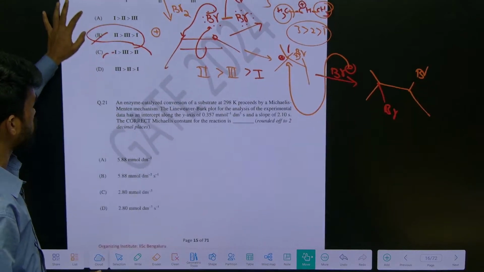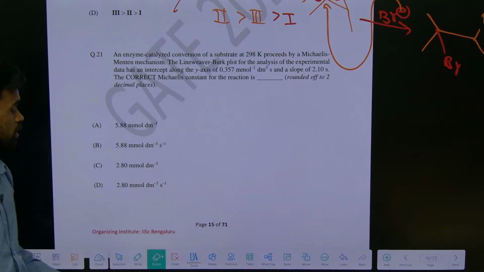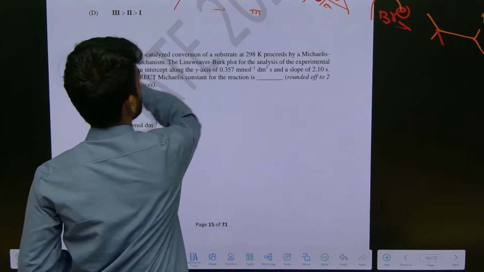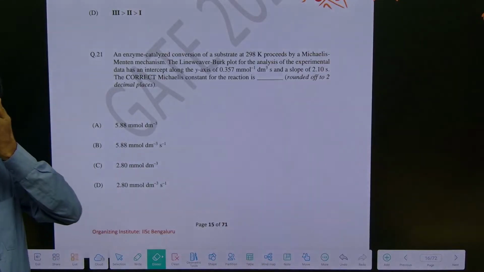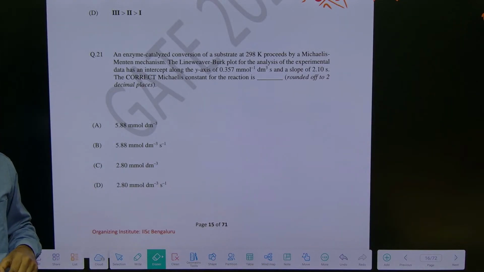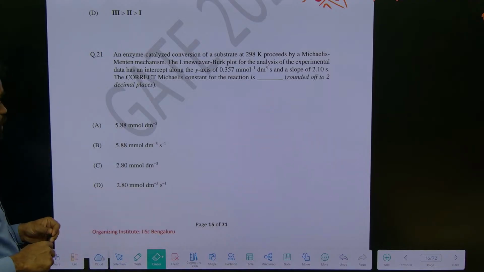Okay, next question, this is from enzyme catalysis. You must be familiar with this. Tell me what is the Michaelis-Menten constant and all these things. What is the equation that we'll get now? Lineweaver-Burk plot. Are you aware of this? No? Okay, I will explain. No issues.